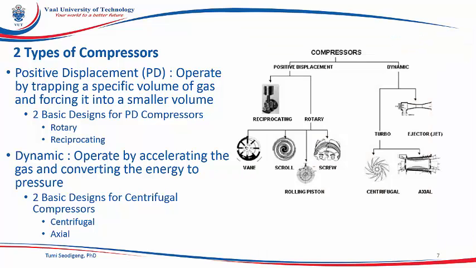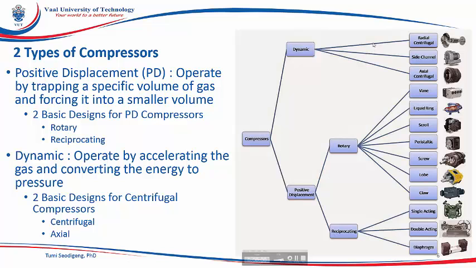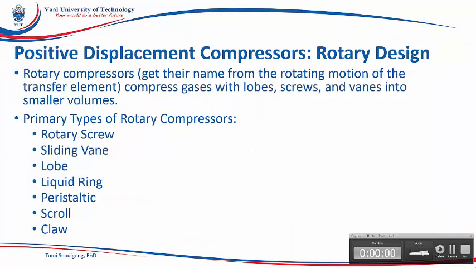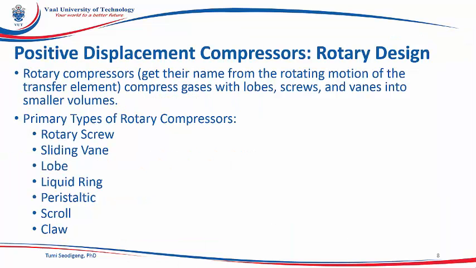This is just another picture from another source showing you types of compressors. A quick recap on these two types of compressors. The positive displacement compressors operate by trapping a specific volume of gas and forcing it into a smaller volume by thus compressing the gas, while the dynamic compressors operate by accelerating the gas and converting the kinetic energy into static pressure energy. Let us take a closer look at rotary compressors.